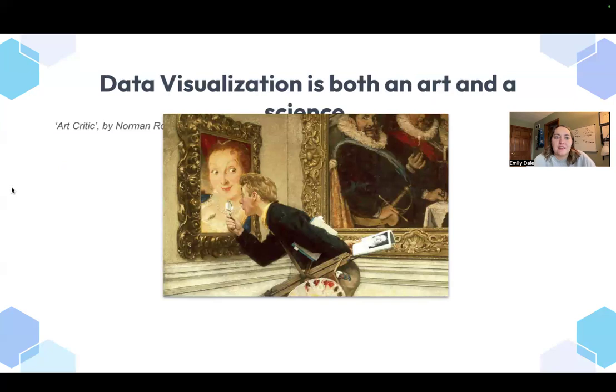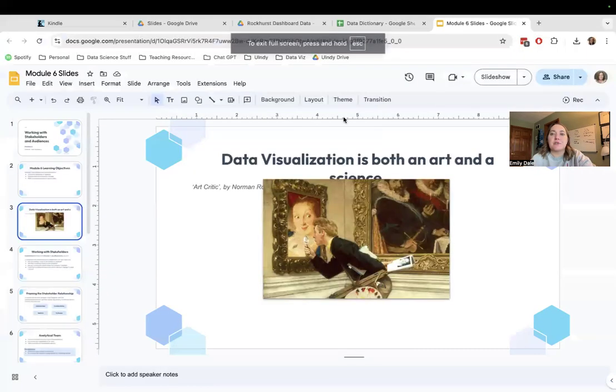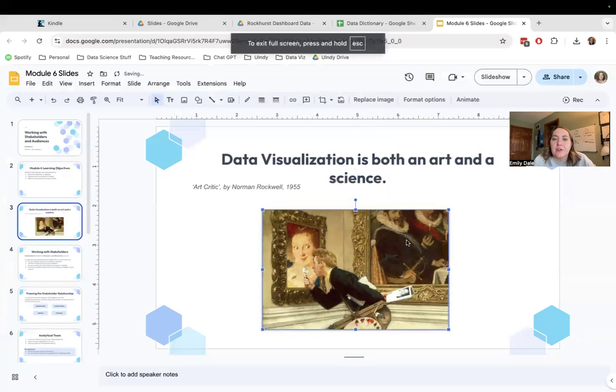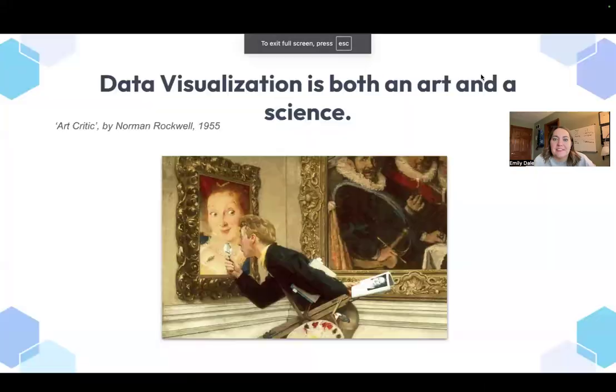Oh no, some of this moved a little bit, sorry. So data visualization is both an art and a science. There we go. We've talked about that quite a lot. I spent way too much time trying to find a good picture for Art Critic. And I found this one by Rockwell, which was perfect.